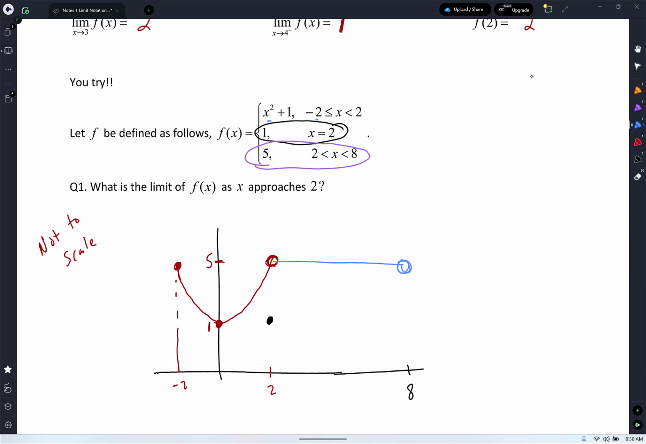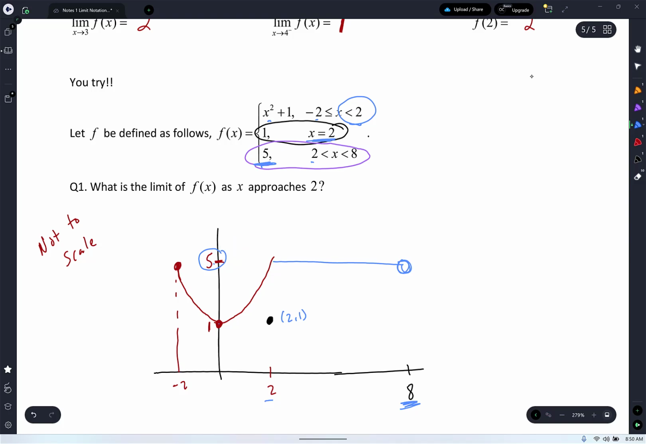And then at 2, you're going to be approaching 5, right? 2 squared is 4. 4 plus 1 is 5. A hole or a removable discontinuity because it doesn't equal that there. Then at x equals 2, it's 1. I know that my scales are off. That's not a big deal. So this is 2, 1. And then it's always 5 between 2 and 8. So here's 2. Here's x equals 8. And it's always an output of 5. See? So there it is.